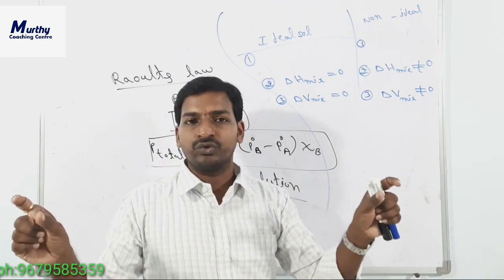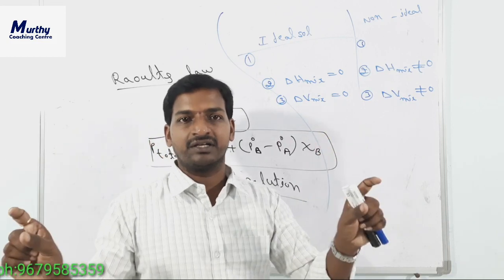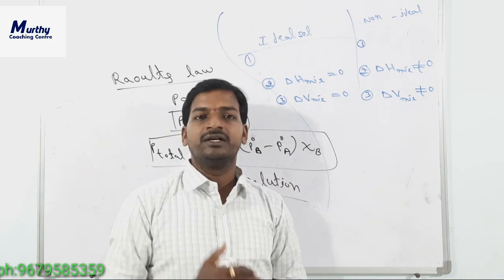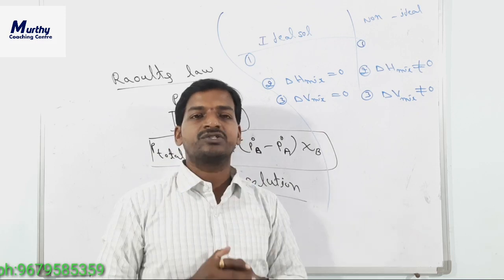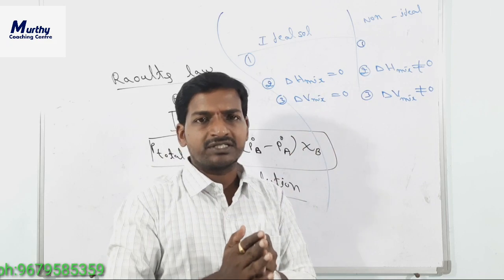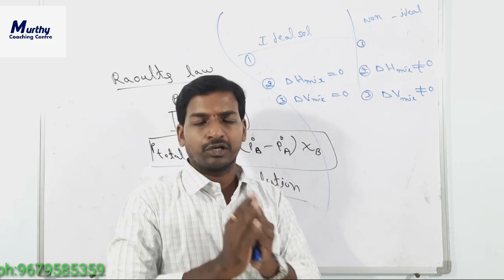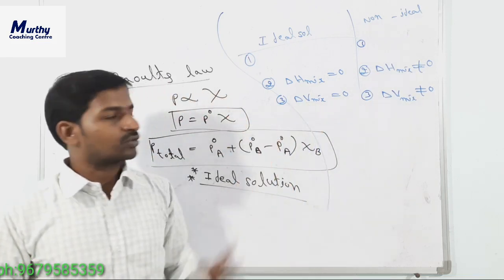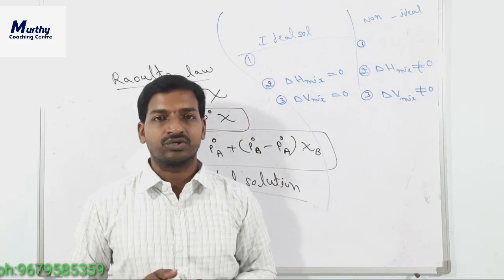Otherwise, when we mix two liquids, one 5 ml and another also 5 ml, the solution volume becomes 9 ml, meaning 1 ml is reduced. That condition we can also call a non-ideal solution. When mixing two liquids, if the volume of the mixture changes, then it is a non-ideal solution. If there is no change, then it is an ideal solution.